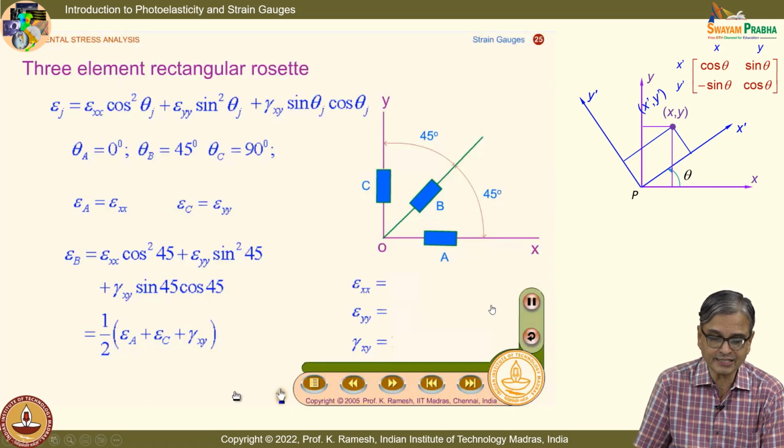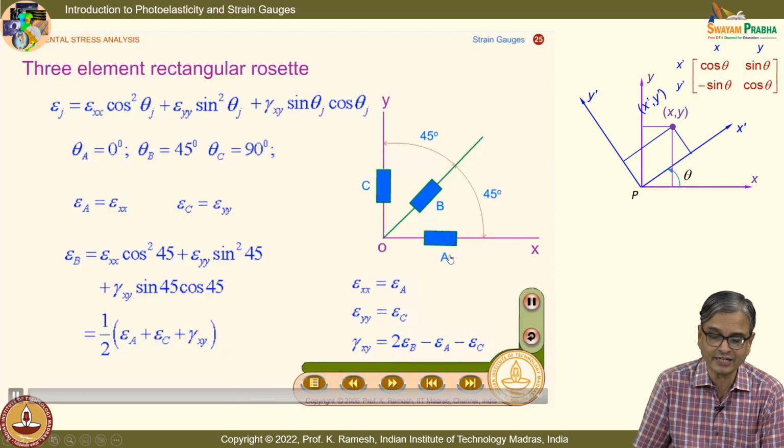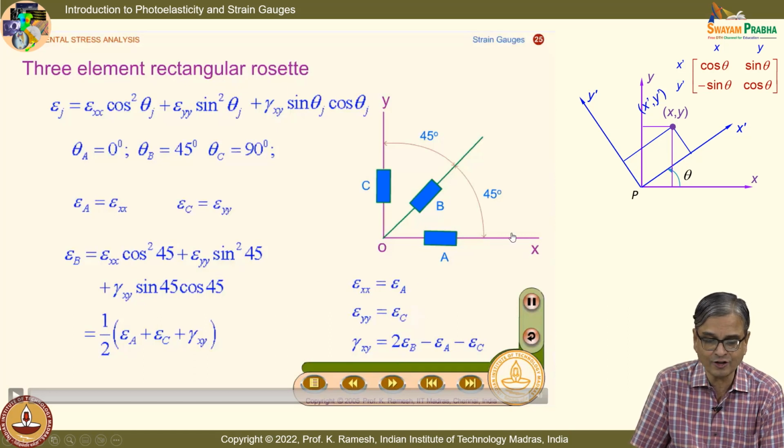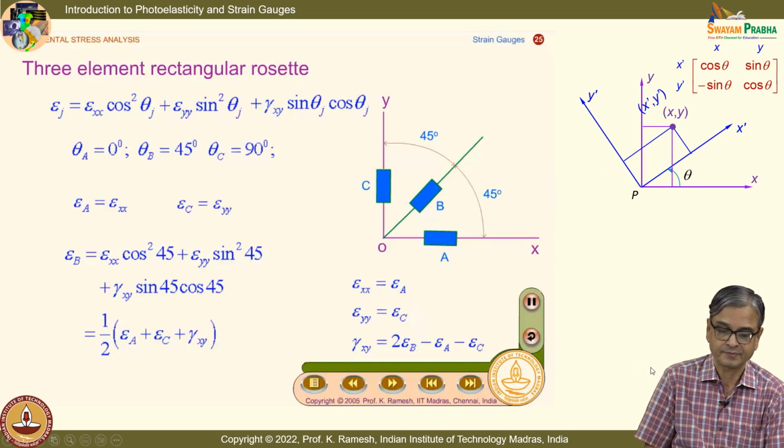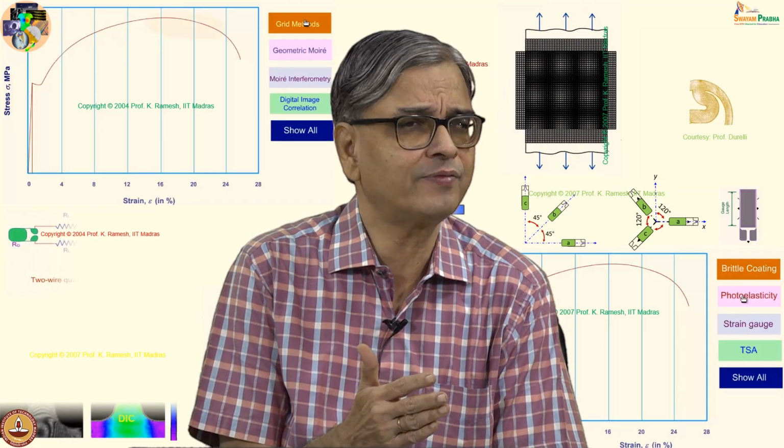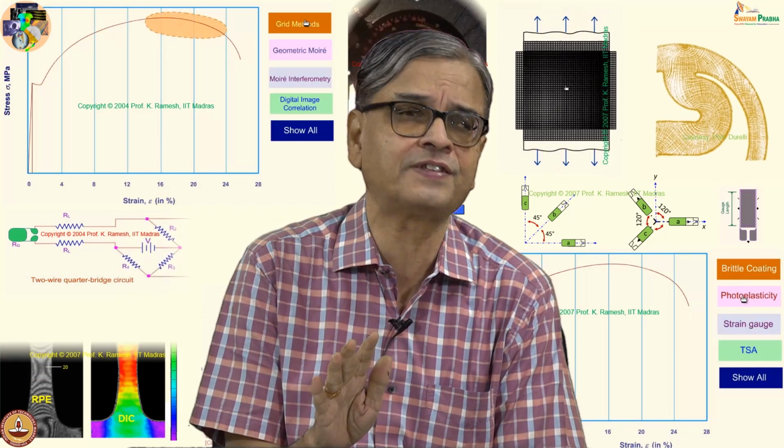When I put the strain gauge as A, I can also say that strain along direction A, strain along direction B, strain along direction C. And when you simplify, I get epsilon x is identical to epsilon A, epsilon y is identical to epsilon C, because I have aligned it along the reference axes x and y, and gamma xy comes as 2 epsilon B minus epsilon A minus epsilon C. It is very simple and straightforward. There is nothing new. It is all high school physics.